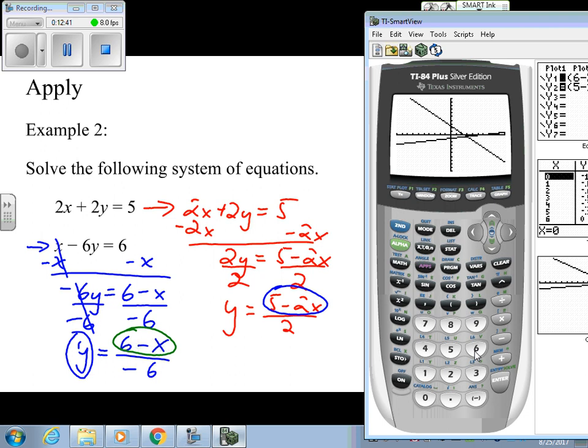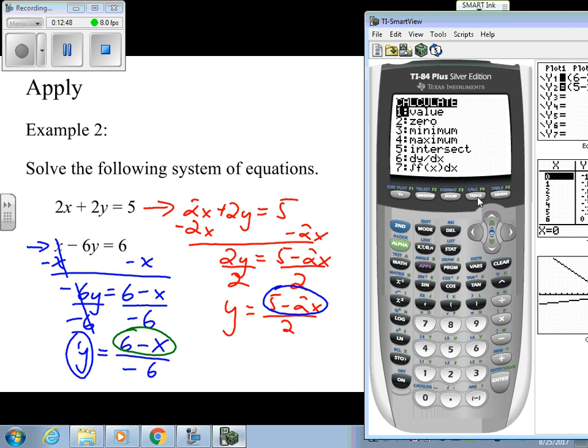So we're doing the exact same steps that we did before. I'm going to press second and trace, which is going to calculate for me. I want to calculate the intersection, which is choice 5. It says first curve. Well, again, I only put in 2 equations, so I can hit enter right away. Then it says second curve. You'll notice that the little flashing cursor jumped to the second equation. I can hit enter right away.